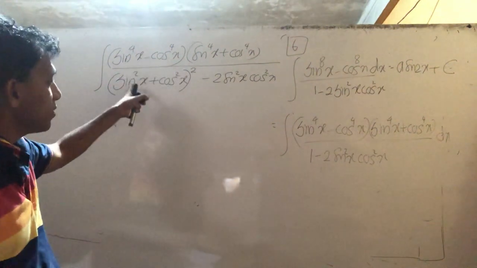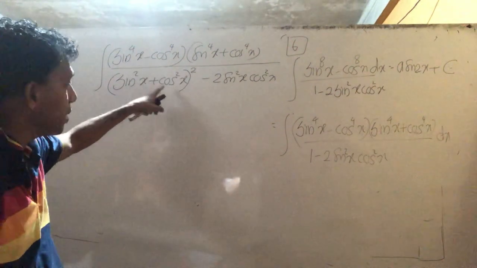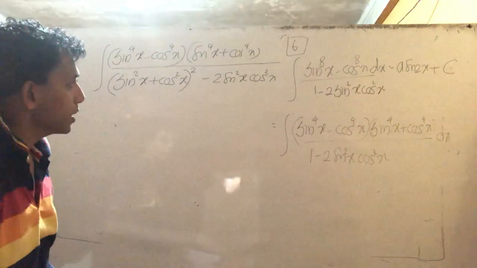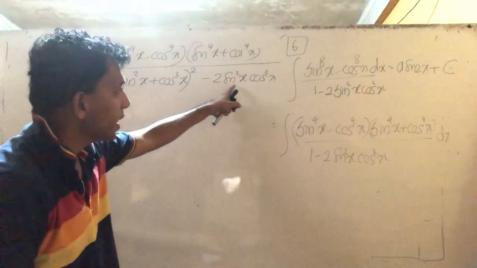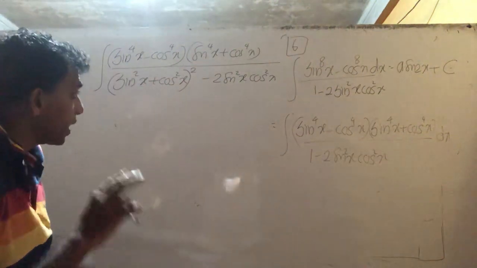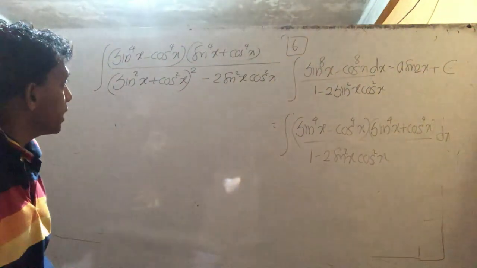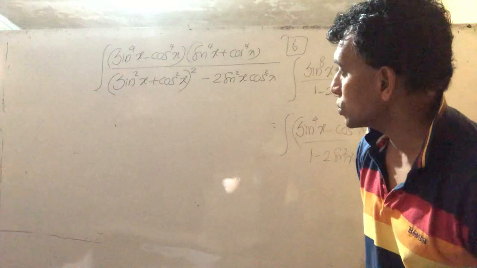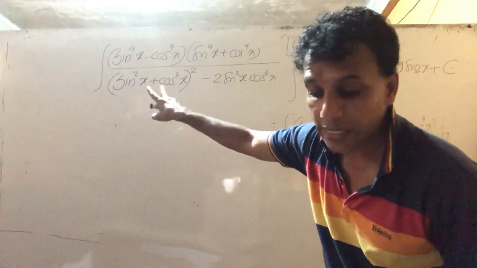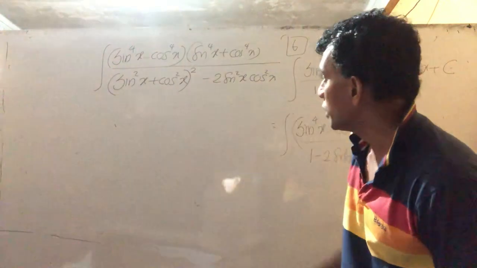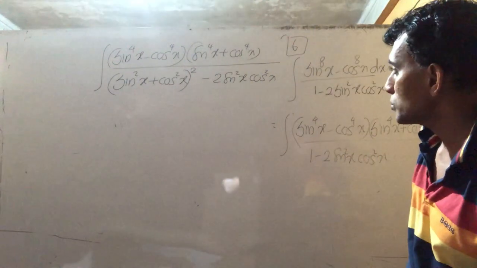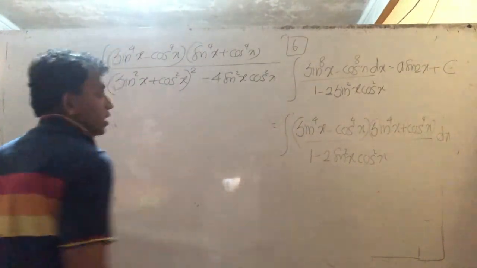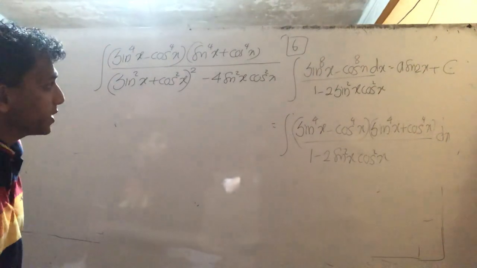Okay, sine to the power 4x plus 2 sine square cos square plus cos to the power 4x. Therefore, in this case, minus 2 sine square cos square. Here the addition is plus 2 times sine square into cos square. To remove that, can I write this one as sine square plus cos square, then I want to subtract the middle term. The middle term should be subtracted, minus 2 sine square cos square. If we subtract this, it becomes minus 4 sine square x cos square x.